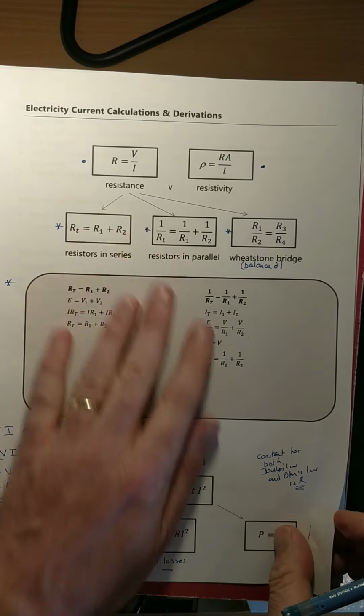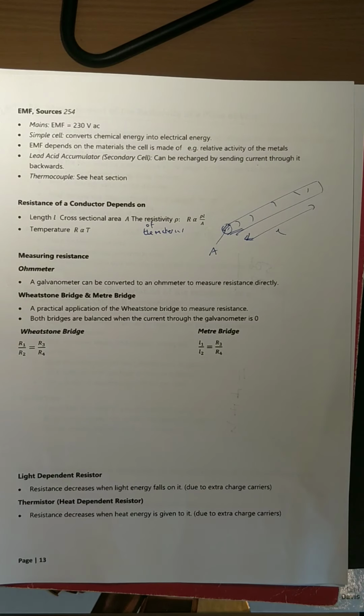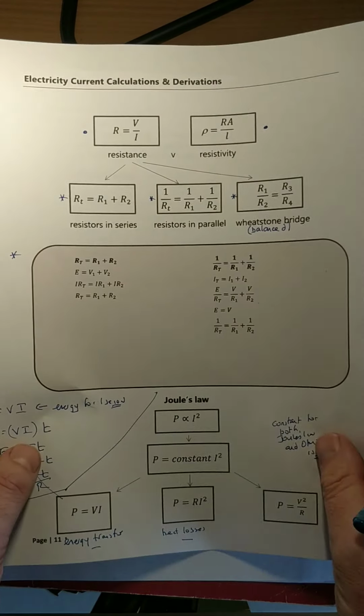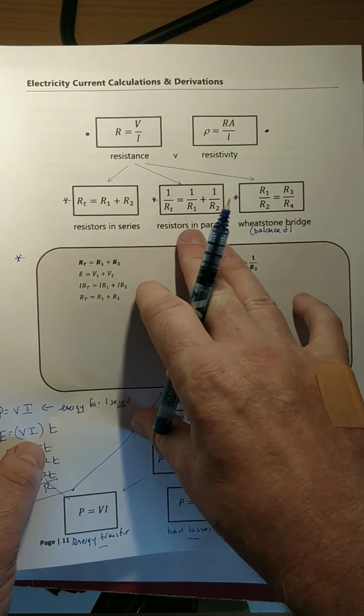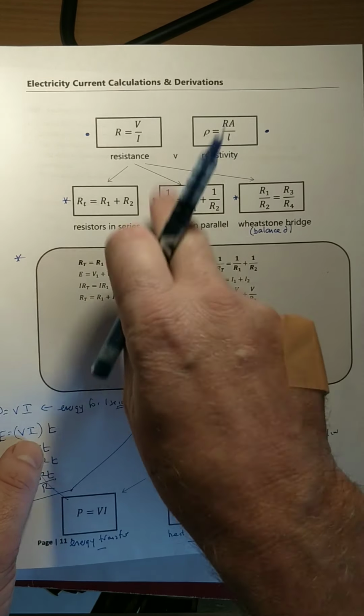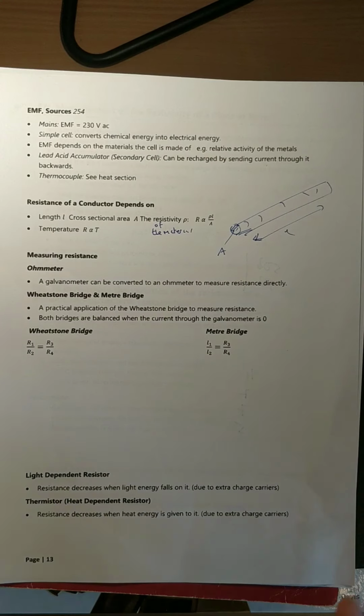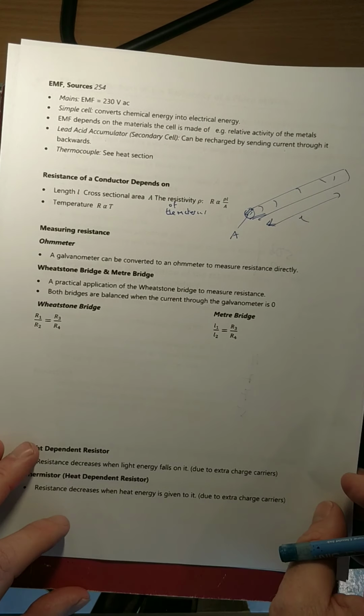Okay, and we now have this page sorted. Any calculation can be done off this page, and the next lesson is on calculations involving particular circuits, as we see. Now, then we have how to measure resistance.